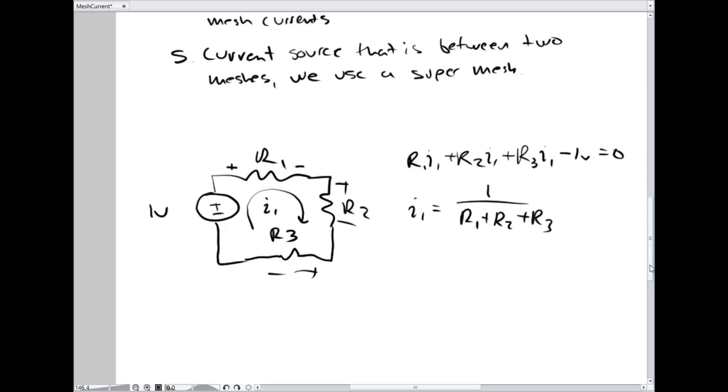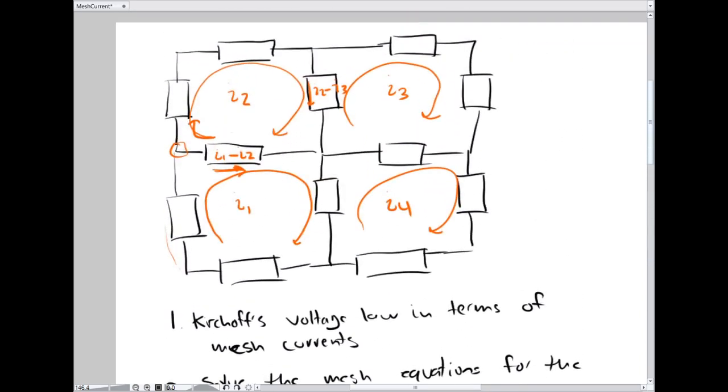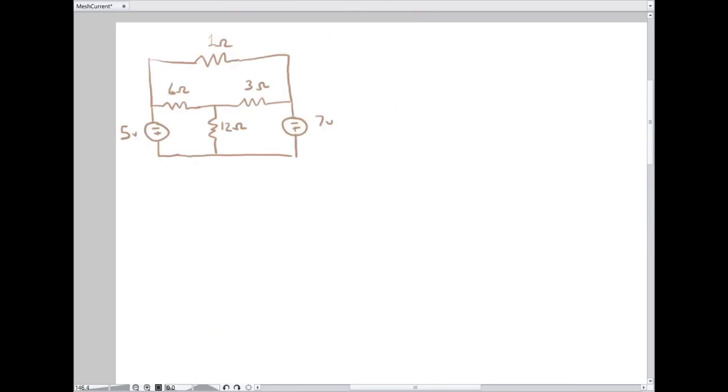Okay, let's go on to the example problems. There are fewer of which this time in comparison to node voltage because I just couldn't come up with as many. So here's the first one. Pretty simple. So I'll define my mesh currents like I like, clockwise, and write down my 3 mesh equations.